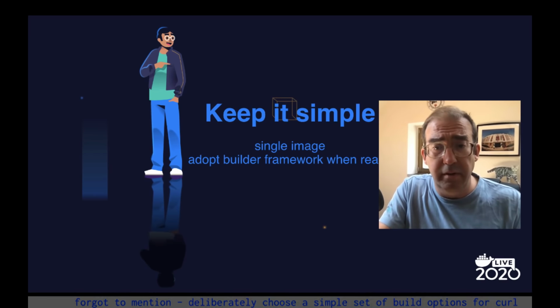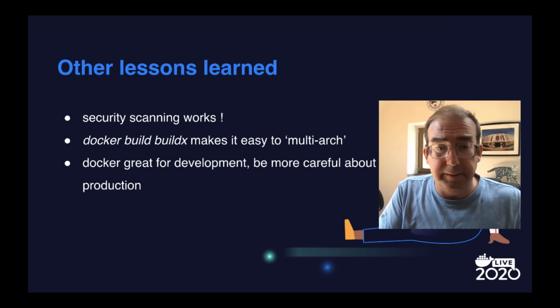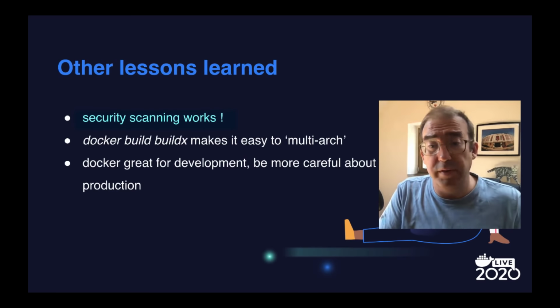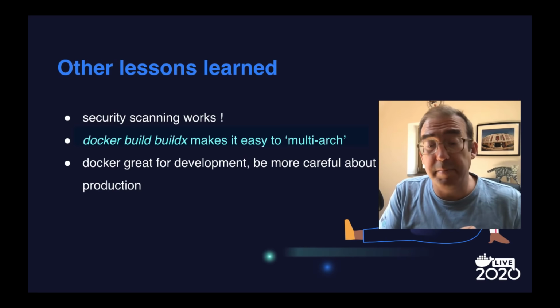And then there are other lesser lessons learned. The security scanning worked really well for us. We caught vulnerabilities in Alpine before we made releases, so that's enough to declare victory. We didn't release our multi-arch build as part of the first release, and in fact, it was nice that Docker had added experimental support for buildx, which makes it very easy to do multi-arch.